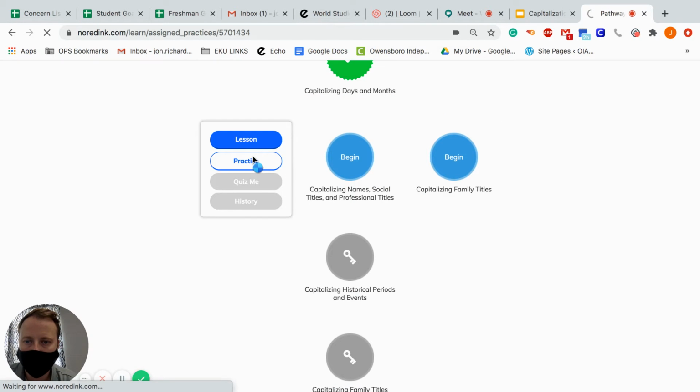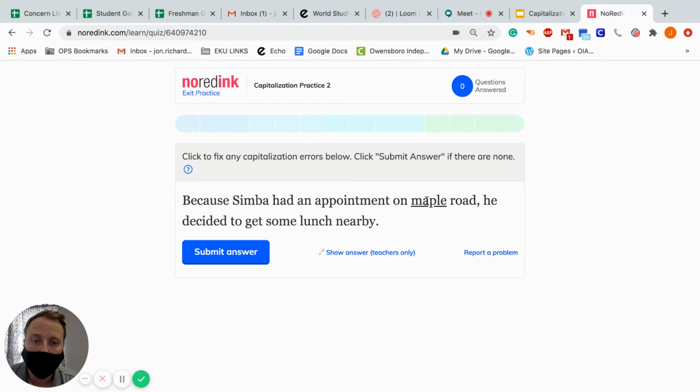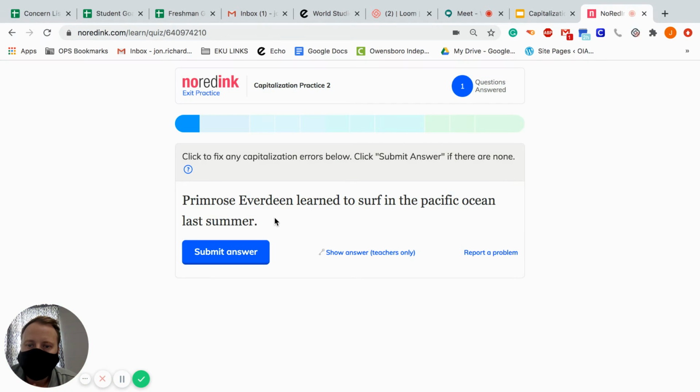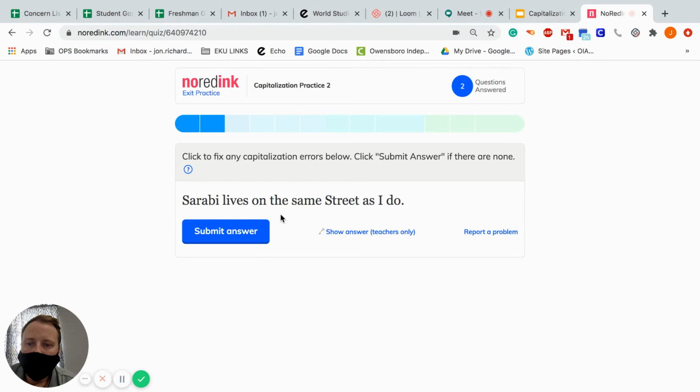So let's take this practice. Simba had an appointment on Maple Road. Maple Road is the name of the road, a proper noun, so we capitalize it. He decided to get some lunch nearby. Primrose Everdeen learned to surf the Pacific Ocean. It is the name of a specific ocean, the Pacific Ocean, so we do capitalize that. Robbie lives on the same street as I do. So street is not a specific street. It's just a common word, so it's not the name, so we don't capitalize it.